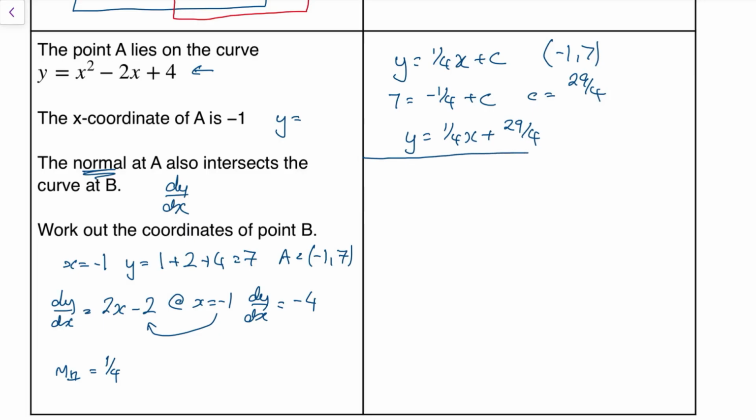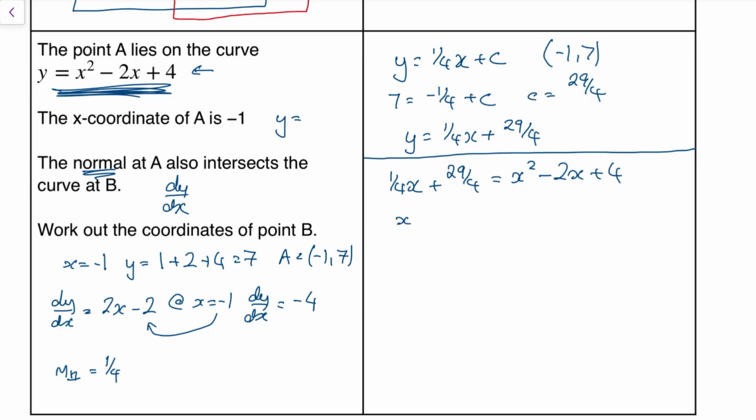So the first part, I've worked out the equation of the normal. I know that the normal intersects with this curve. So what I'm going to have to do is set a quarter x plus 29 over 4 equal to x squared, what a horrible question, minus 2x plus 4. Okay. I think the first thing I'm going to do is multiply everything by 4. Gets rid of the quarters, makes it easy. So that's going to mean x plus 29 is equal to 4x squared minus 8x plus 16. Complete personal preference. I don't like fractions everywhere.